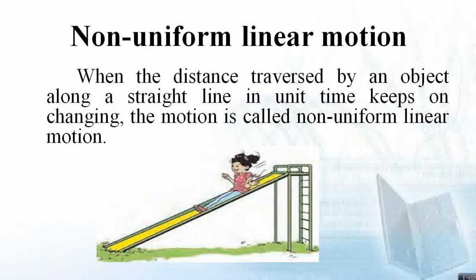In the picture, you see a girl sliding down. If you check at any unit time, the distance traversed by the girl will always be different. So, here the girl covers unequal distances in equal intervals of time in a straight line. So, this is non-uniform linear motion.